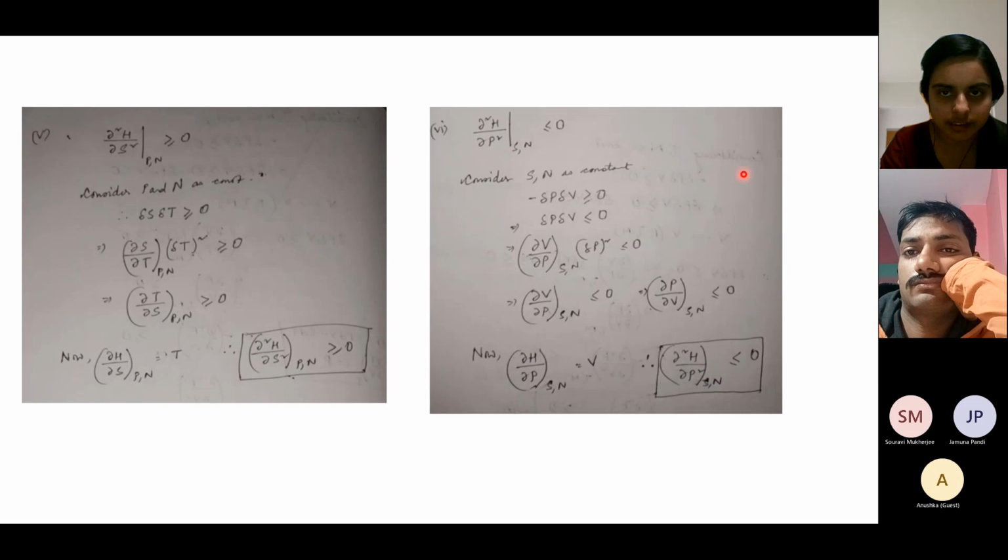So always look at these terms, what remains constant. Then remove those terms, only the non-zero term remains. Then look at the partial derivative of enthalpy here and consider what is the partial differential that you are looking for. Accordingly, choose this. So accordingly, choose to expand delta S or delta T.